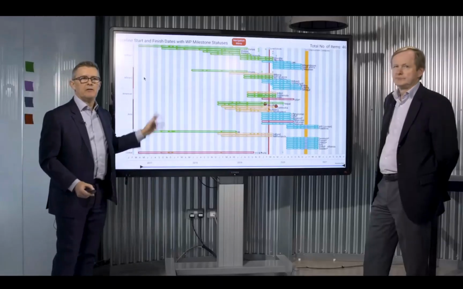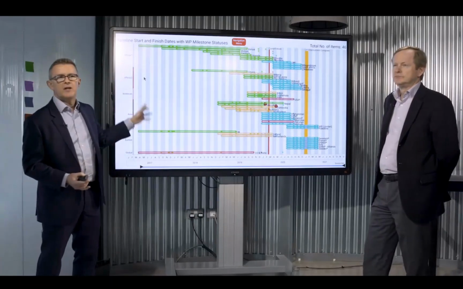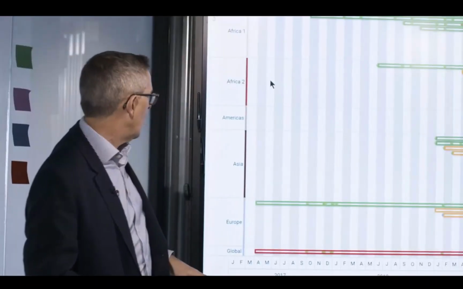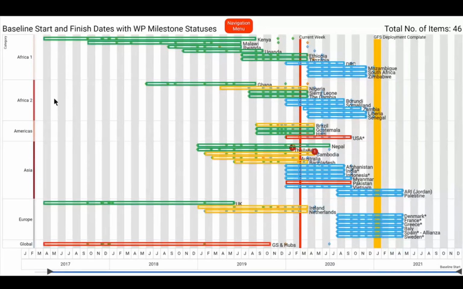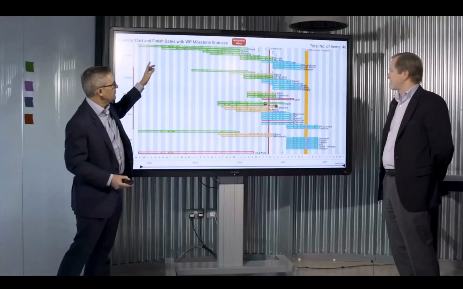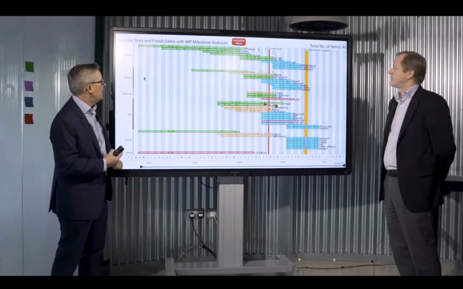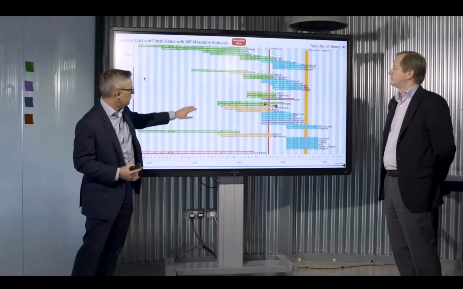So in this view here, what we use is a tool called SharpCloud, which provides us an interactive roadmap. What you can see on the left-hand side here, our deployment is divided into regions: Africa 1 and 2, Americas, Asia, Europe, and Global, which is the Global Secretariat. And what we're showing here is the status in the colors. The green is active. It's RAG status. Apologies. This is showing the status of the projects.